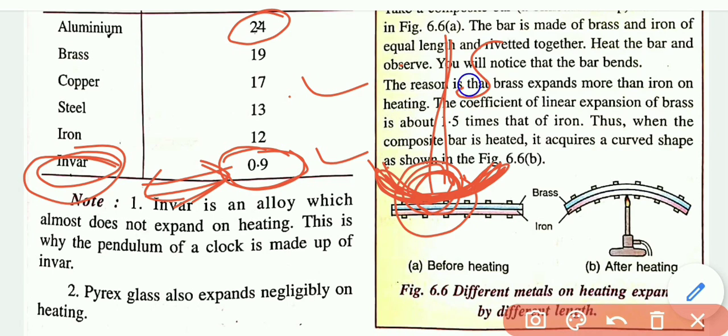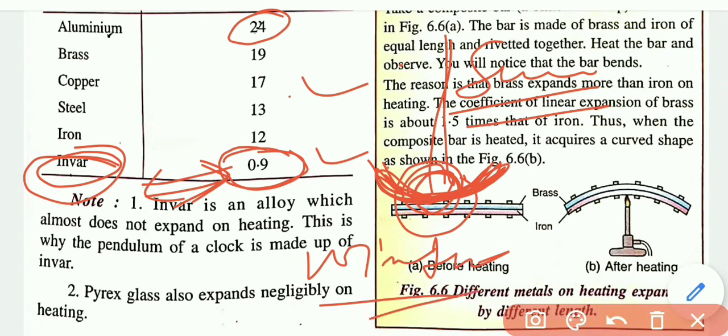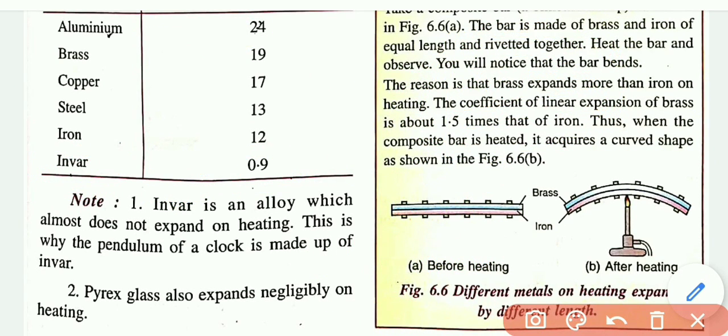In summer the aluminium bob will expand, and then the clock will not give proper or exact time. That's why it is made of ivory, whose coefficient of linear expansion is very, very less. Clear? Hope you have understood.